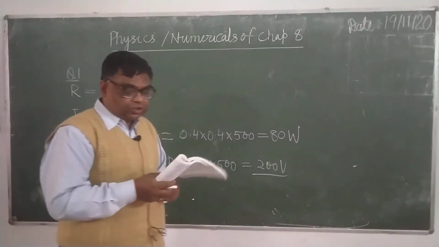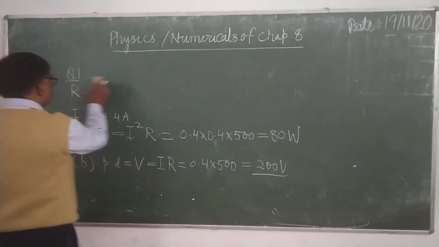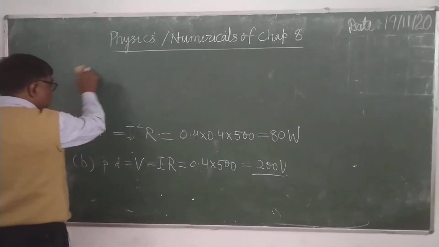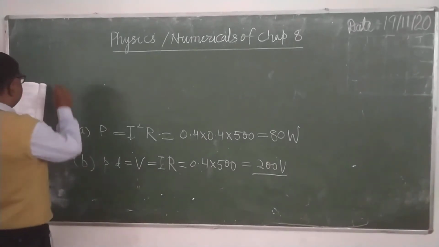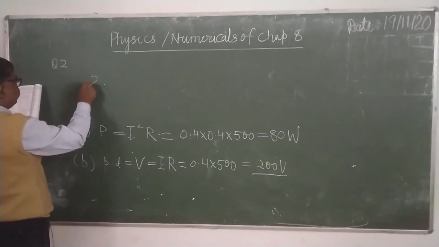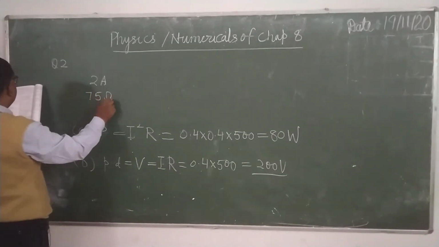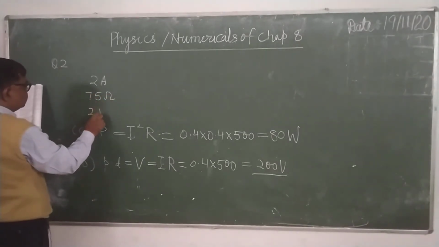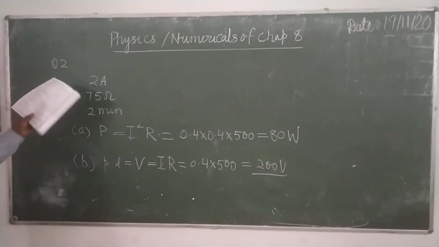Now you see the question number 2. And questions are very simple here. Question number 2. A current of 2 ampere is passed through a coil of resistance 75 ohm for 2 minutes. So see here, what is 2 ampere?